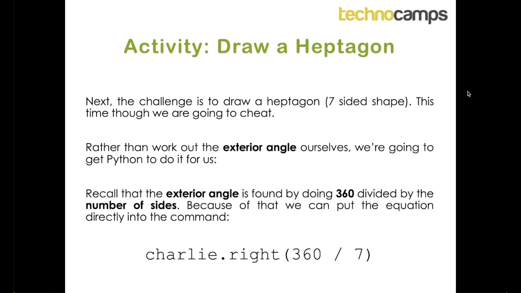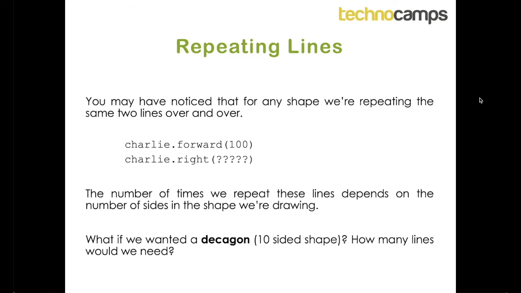Okay. So, as I'm sure you've noticed, mostly by the way I've been copying and pasting everything, every time we draw a side of a shape, we're using 2 lines of code. We're using a dot forward, which draws the side, and we're using dot right some amount to turn the exterior angle.